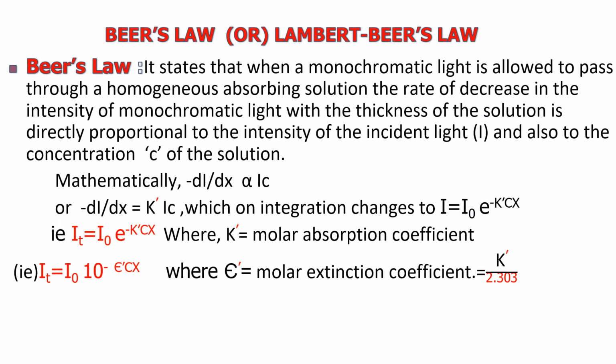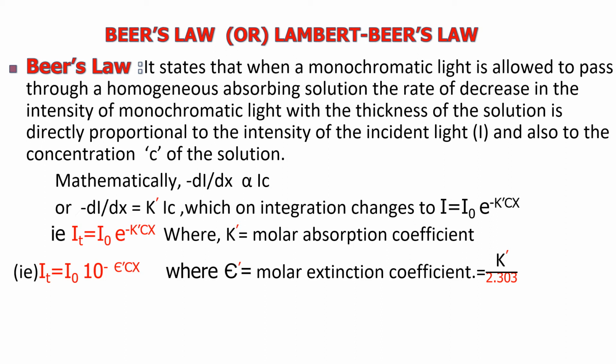Next, laws governing absorption of light. Next one is Beer's law or Lambert-Beer's law. It is a very simple law. This is the only law which is included in the syllabus. It states that when a monochromatic light is allowed to pass through a homogeneous absorbing solution, the rate of decrease in the intensity of monochromatic light with the thickness of the solution is directly proportional to the intensity of incident light I and also to the concentration C of the solution. That is, minus dI by dx is directly proportional to IC.